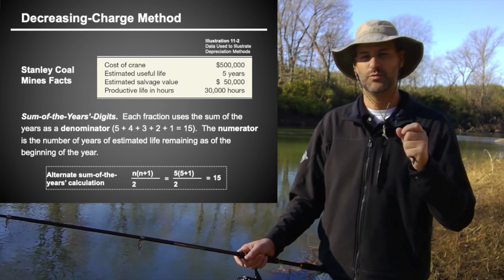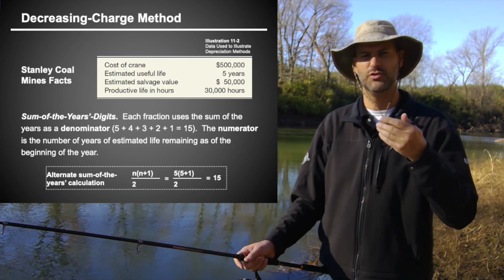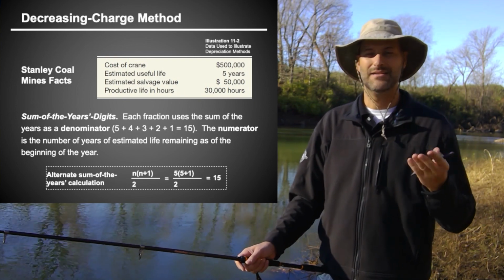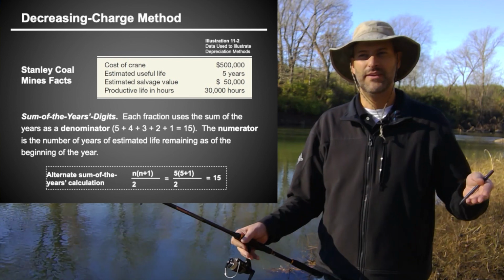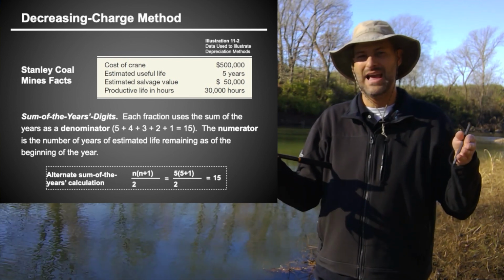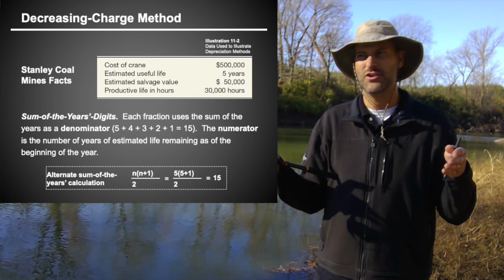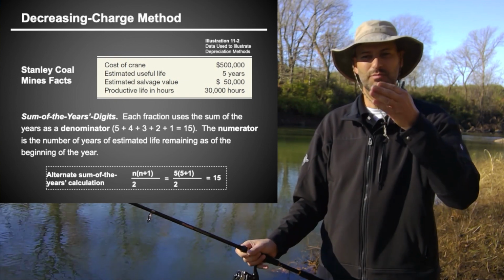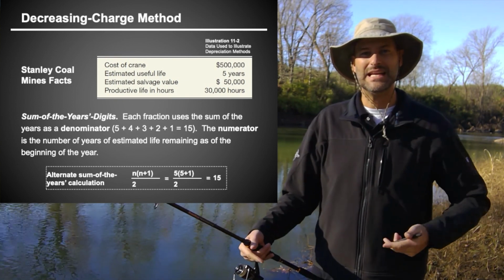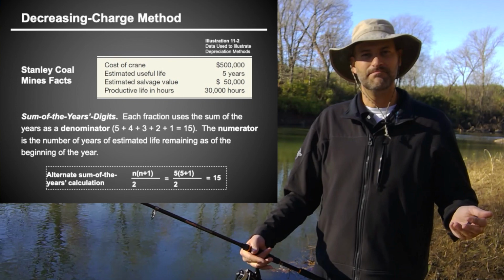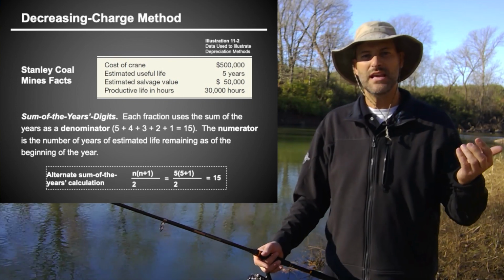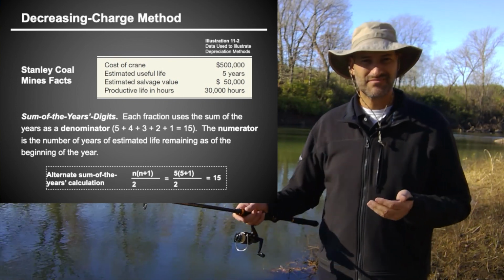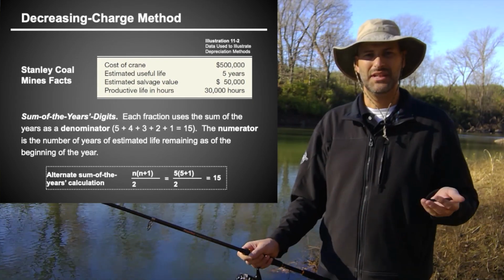When we say digit, that means years. So we have 5 years. We're going to sum 5 plus 4 plus 3 plus 2 plus 1. So that's 15. If we add up the number of years as 1 plus 2 plus 3 plus 4 plus 5, that gives us 15. That is our denominator, and our numerator is going to be the number of years left.